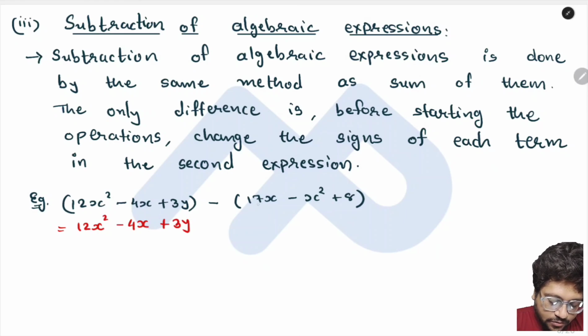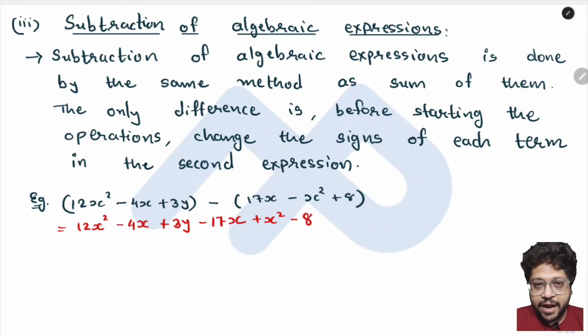So the 17x, which is right now positive, I'll write it negative 17x. This x square, which is right now negative, while opening it will become positive x square. And this 8, which is right now positive, while opening it will become negative 8. This is the only difference between addition and subtraction. Now it's very easy, just the same thing, just bring the like terms together and then solve them.